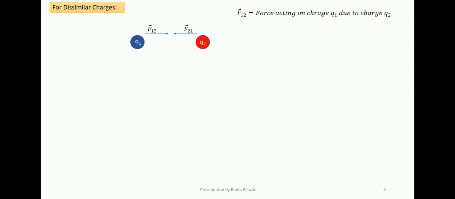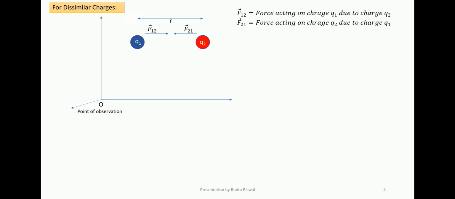Let F12 vector be the force acting on charge q1 due to charge q2 and F21 be the force acting on charge q2 due to charge q1, and small r be the distance of separation between them. Let's take a coordinate system and we have our observation point at the origin O. Let r1 be the position vector that shows the position of q1 with respect to the observation point O, and r2 be the position vector that shows the position of q2 with respect to the observation point O.